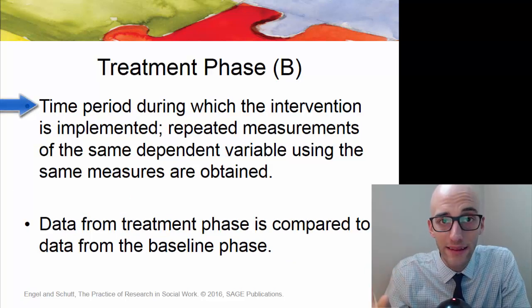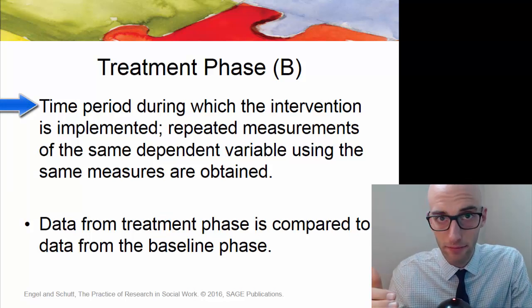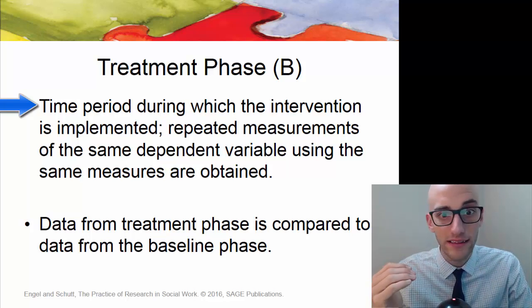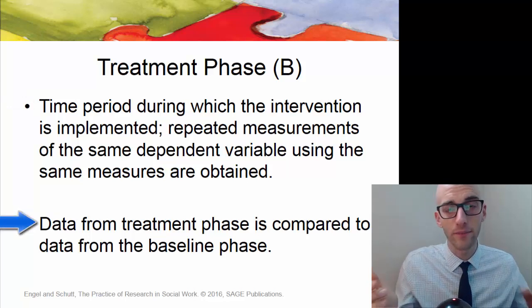All right, so B, the intervention phase, is the time period in which the intervention is obviously implemented. The same outcome variable is being measured here, the same dependent variable using the same measures, and data from the treatment phase is compared to the baseline phase.